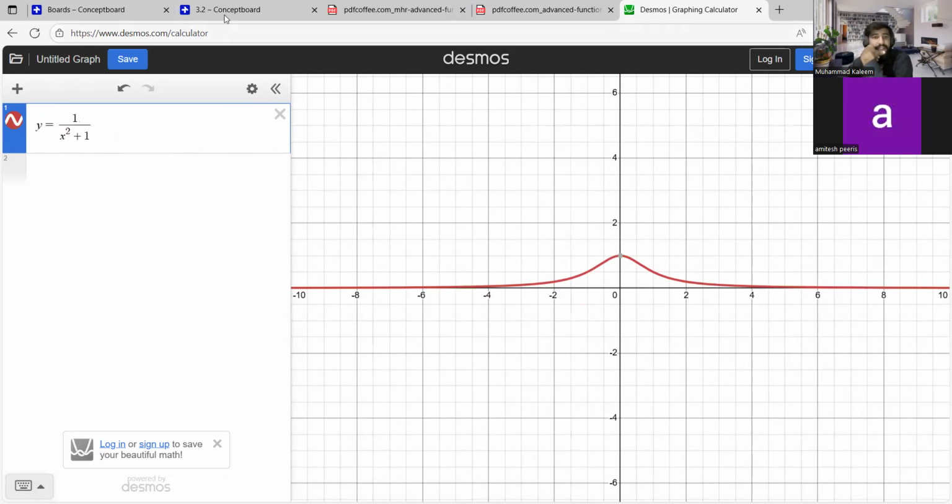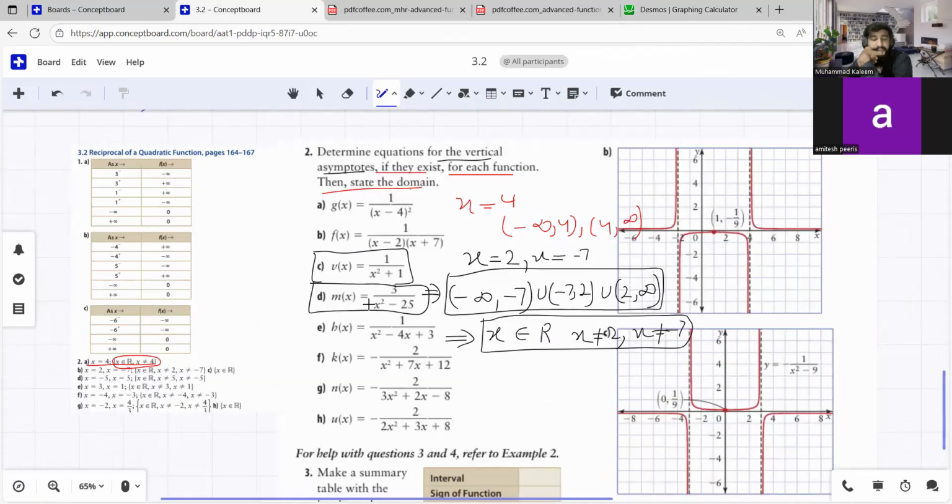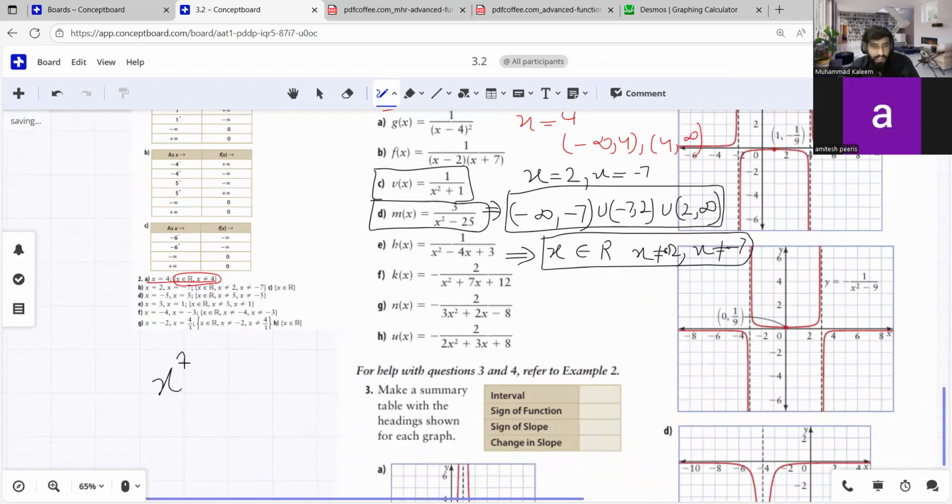We don't have any vertical asymptote in it, because the denominator will never be 0. If you put 1, 1 squared plus 1 is 2, so it's 1 over 2, that is 0.5. If you put 2, 1 divided by 4 plus 1, that is 1 over 5. It never becomes 0. If x squared were -1, is it possible? If we replace something in it, can it give us a negative? It never gives us a negative because of the square. The square will always turn anything into a positive value.